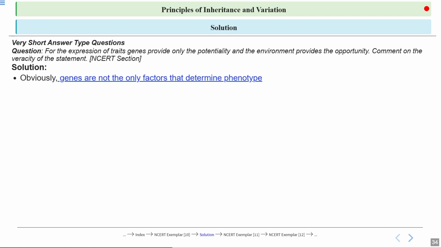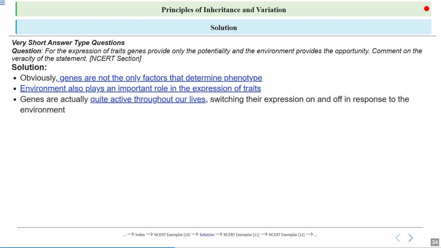Obviously, genes are not the only factors that determine the phenotype. What else determines the phenotype? Environment also plays a role in the expression of any trait. Genes are actually quite active throughout our life, switching their expression on and off in response to the environment. So some of the genes are also affected by the environment. The polygenic traits are also affected by the environment. The phenotype, you can say, is also affected by the environment.